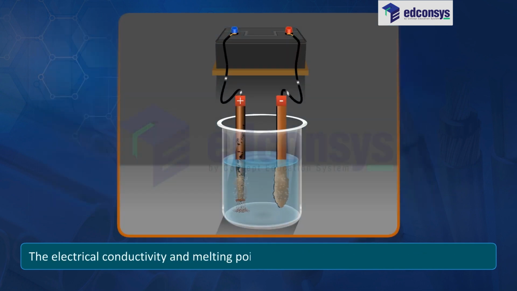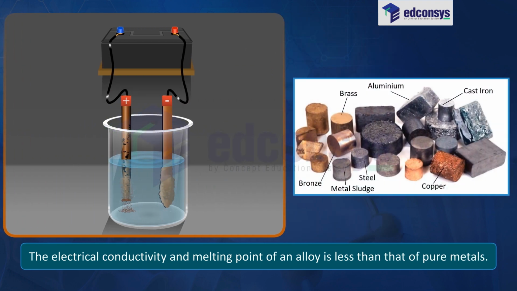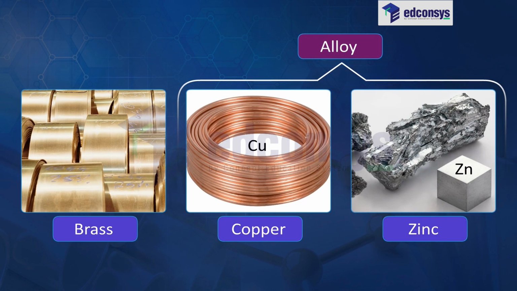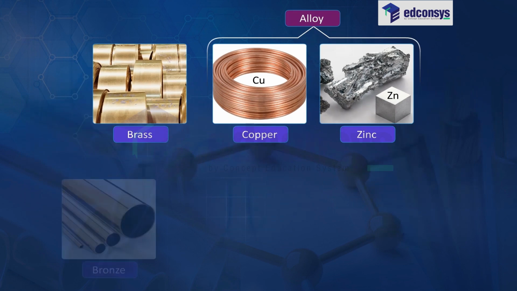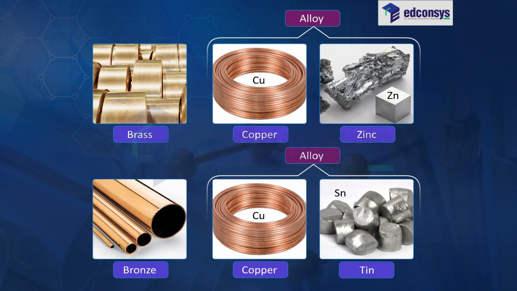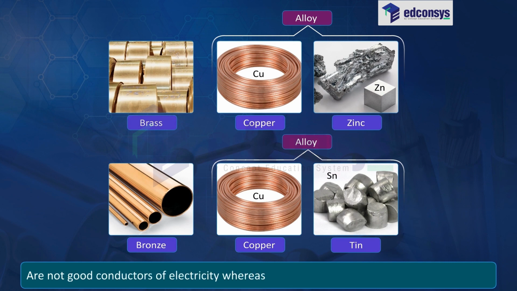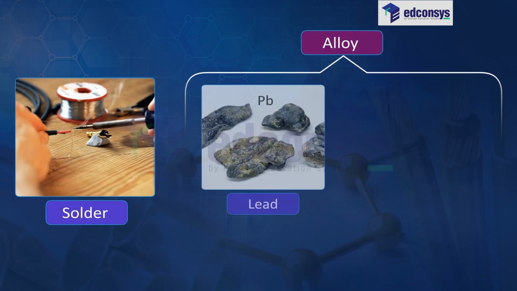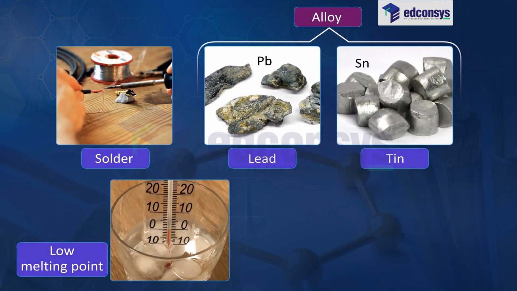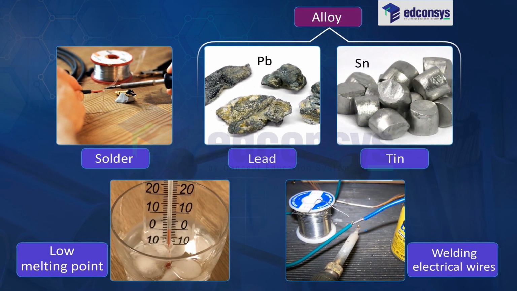The electrical conductivity and melting point of an alloy is less than that of pure metals. For example, brass, an alloy of copper and zinc, Cu and Zn, and bronze, an alloy of copper and tin, Cu and Sn, are not good conductors of electricity, whereas copper is used for making electrical circuits. Solder, an alloy of lead and tin, Pb and Sn, has a low melting point and is used for welding electrical wires together.